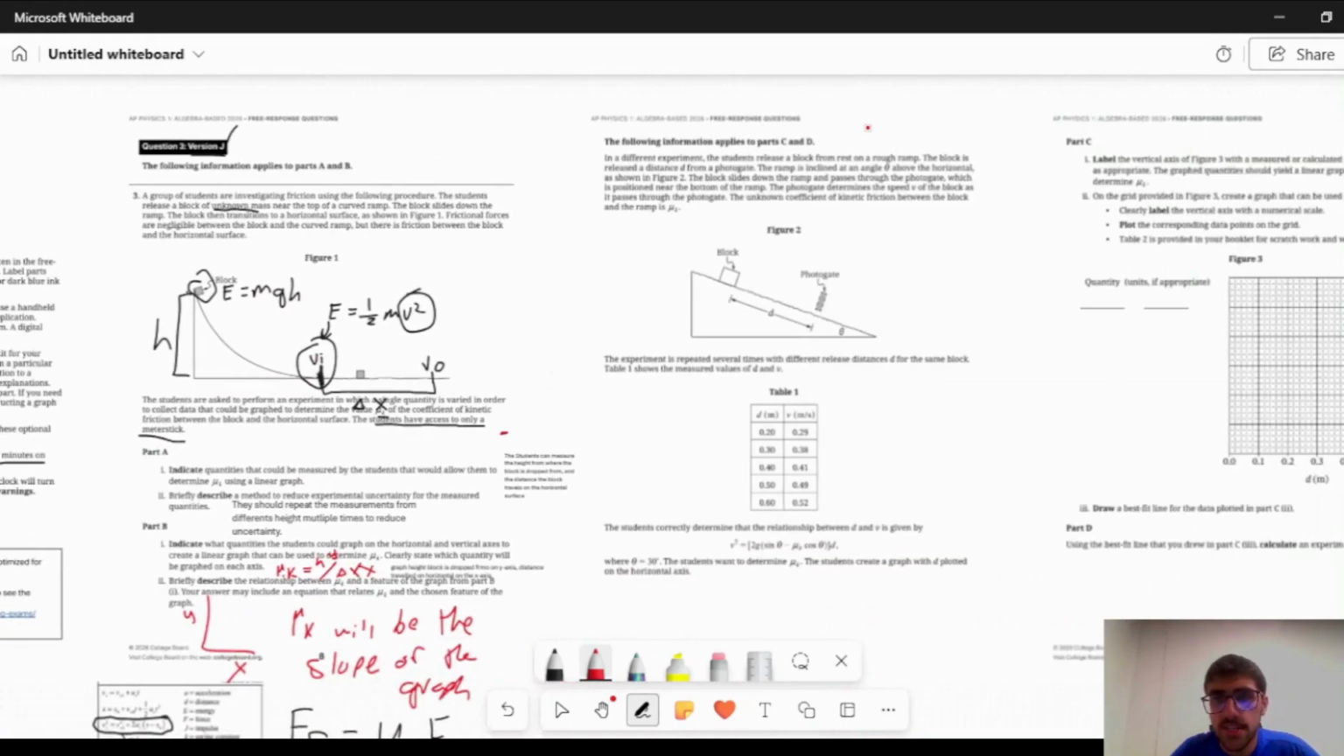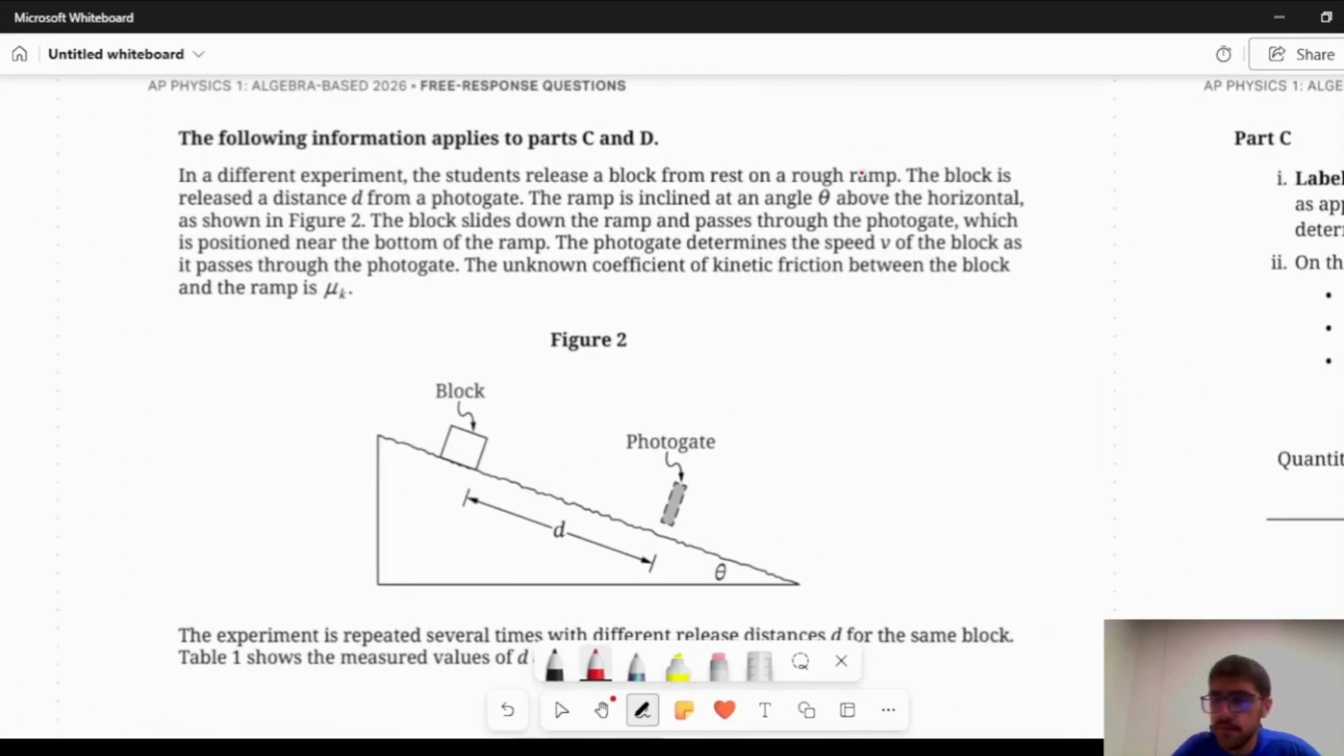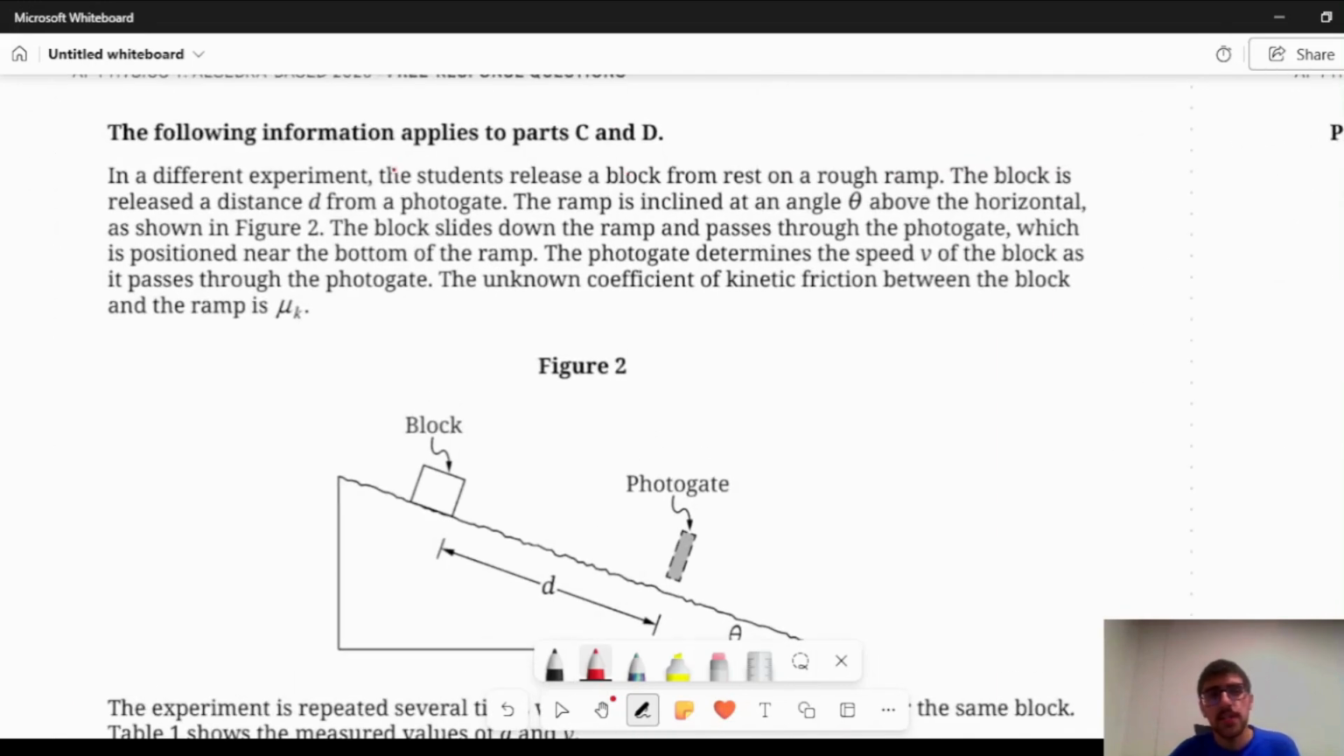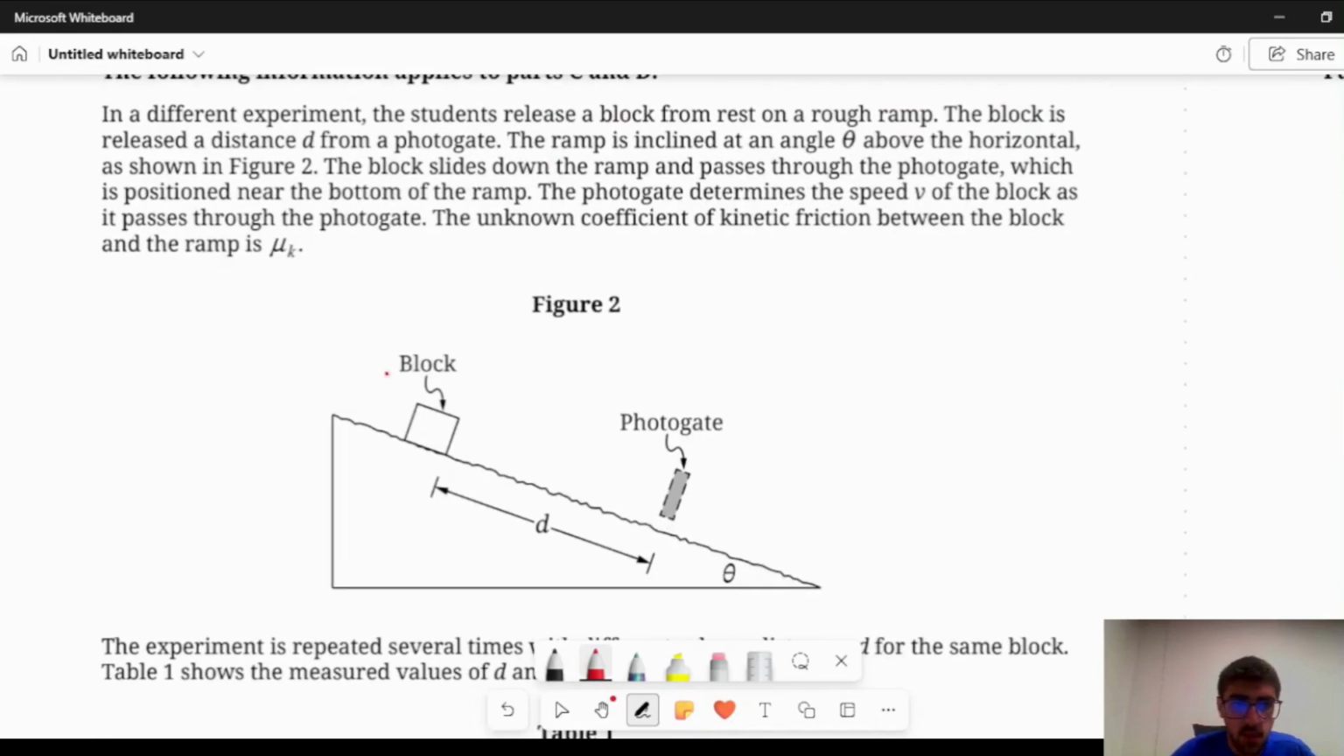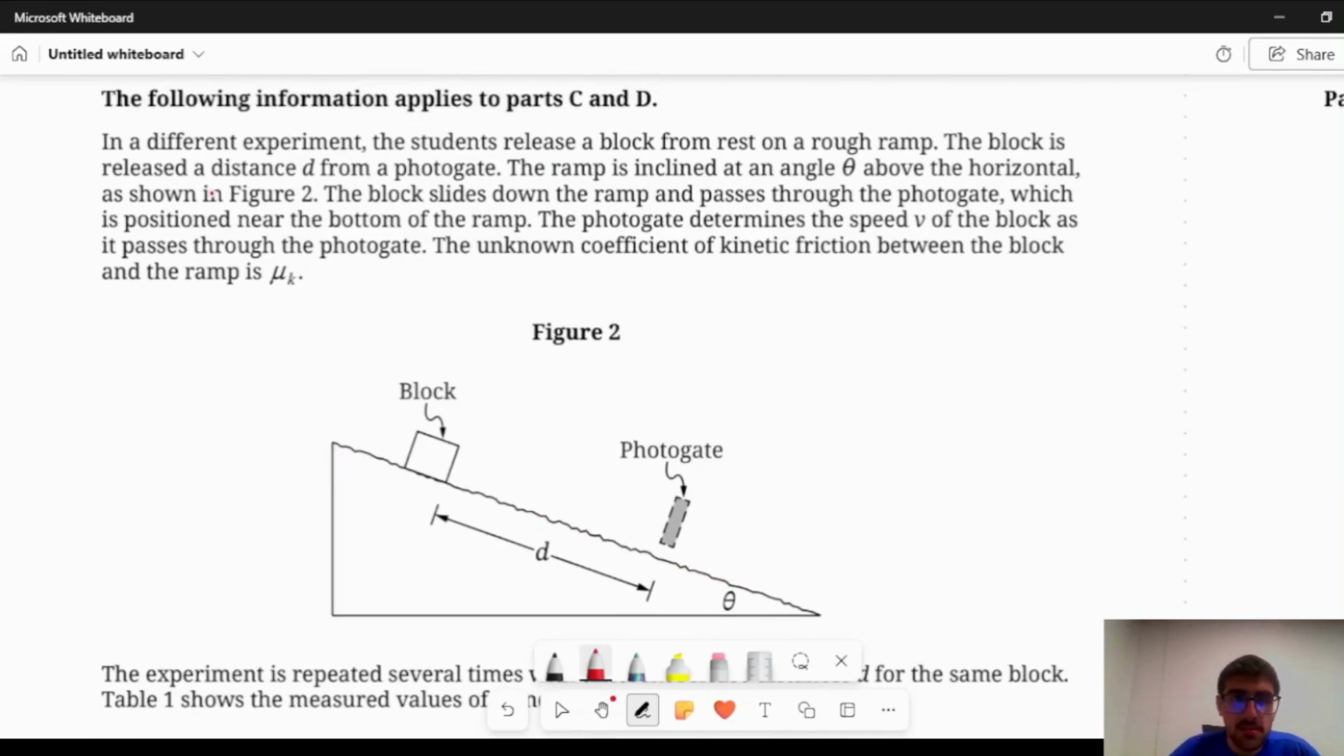And then there's part C and D. For me, experimental is not hard, it's just annoying because it's very long compared to other ones. Anyways, in a different experiment, the students release a block from rest on a rough ramp. So the whole ramp is rough, and they release it from rest. The block is released a distance d from a photo gate.